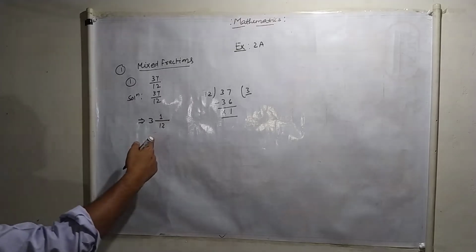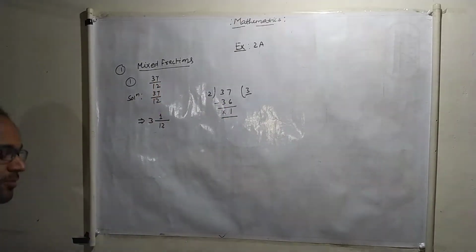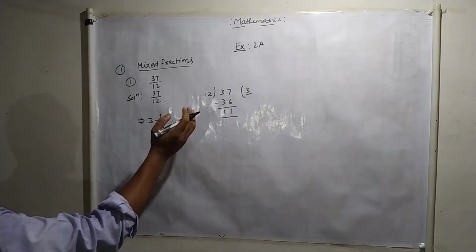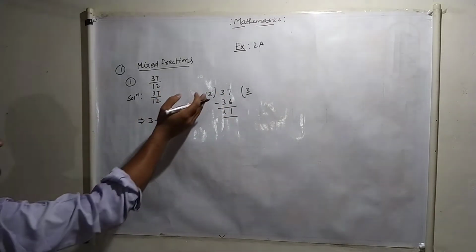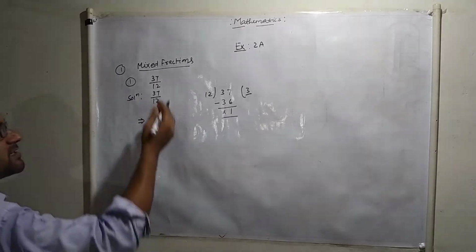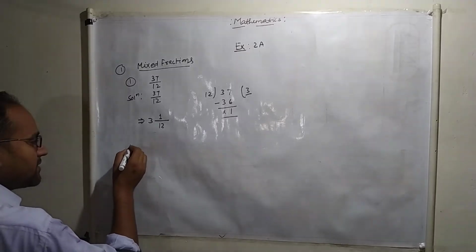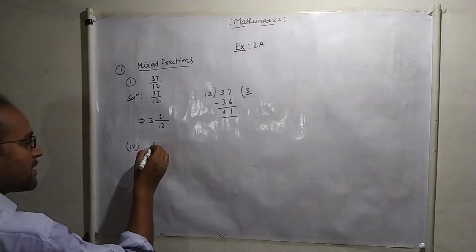That one is your mixed fraction. By dividing the given numerator by the denominator, write the quotient as the whole, the remainder in place of the numerator, and the divisor in the form of the denominator. This way you can change a given improper fraction into a mixed fraction. One more, I will take question number 4th. Second and third you will do in your homework copy.